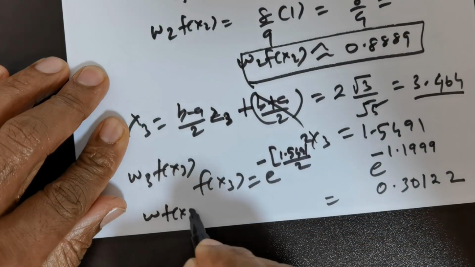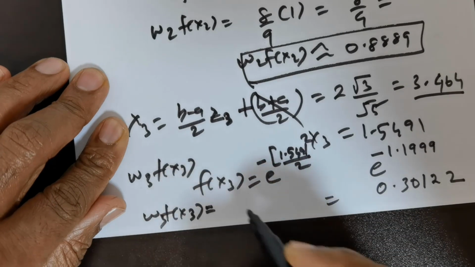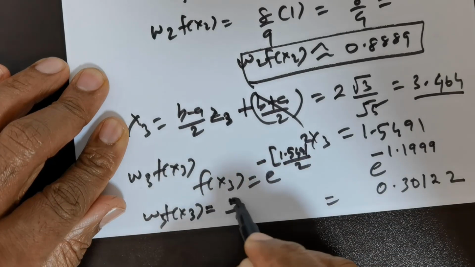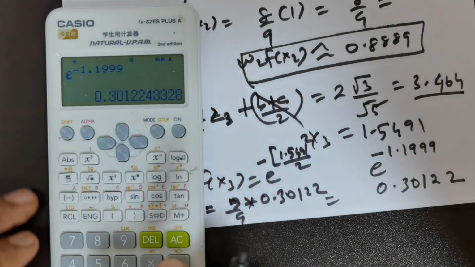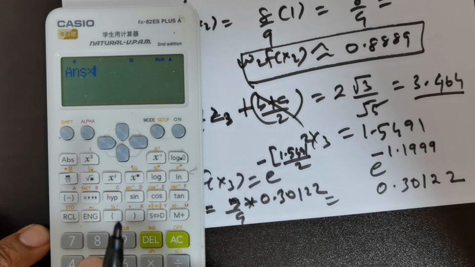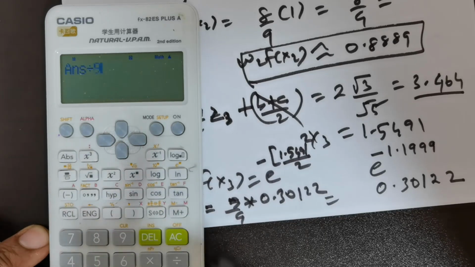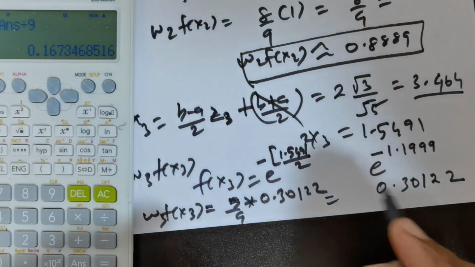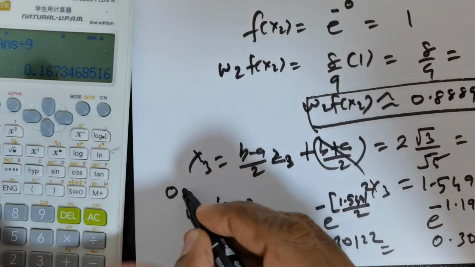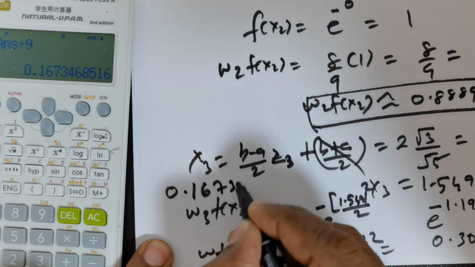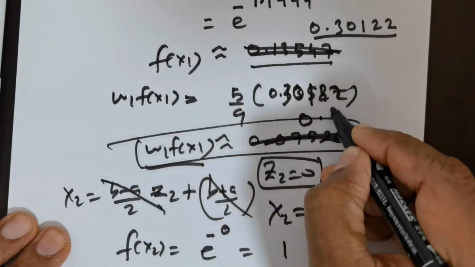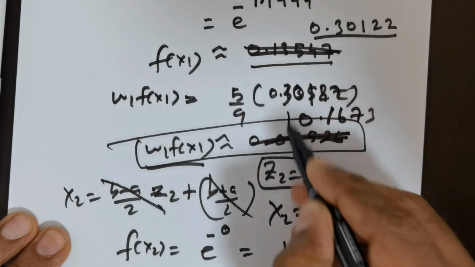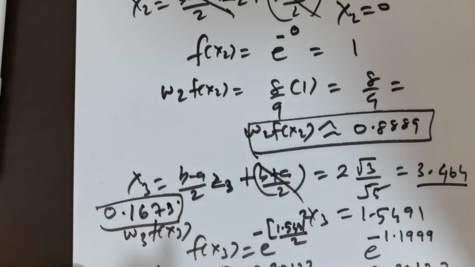So w3 times f of x3 is equal to, my w3 is 5 over 9 multiplied with 0.30122. So I multiply this by 5 and I divide by 9. I get a value for this as 0.1673. So this is going to be 0.1673, and this is also going to be 0.1673. Okay, so now let me go and substitute in the formula.